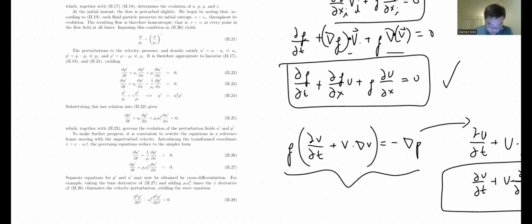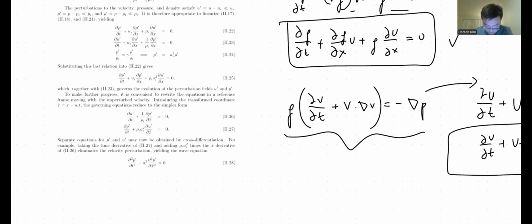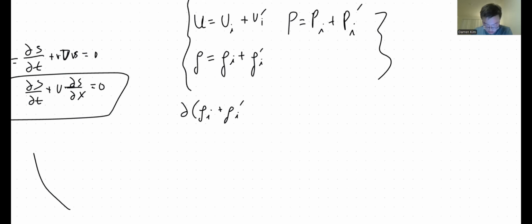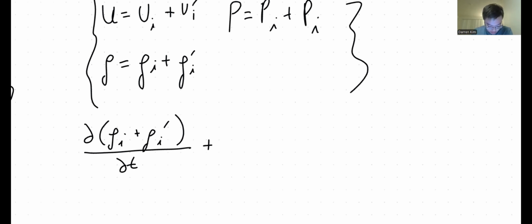So perturbation. All right, let's do this. Let me think, what did they do? The dot product, so it's the gradient. So d/dx is the gradient of this, and then it was u. So we can write u_i plus u prime, and density. So it's going to be density in parentheses, density_i plus density_i prime, and then d/dx.